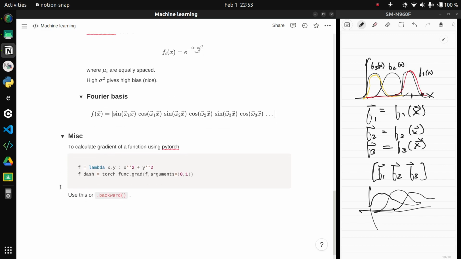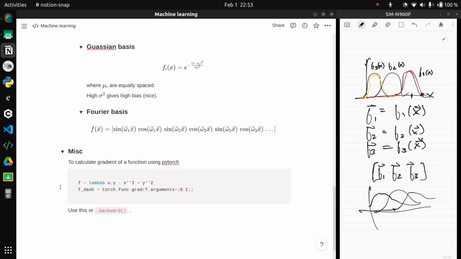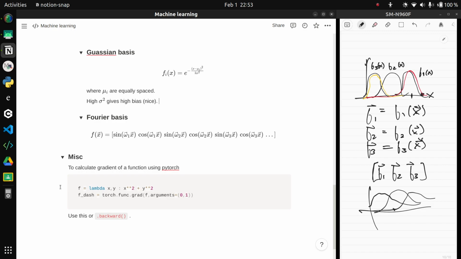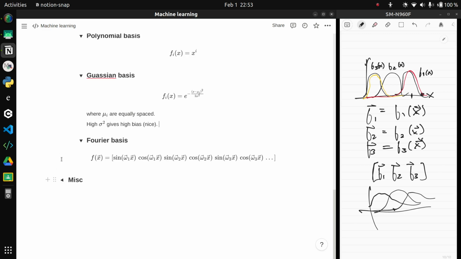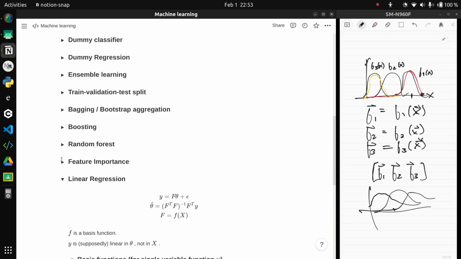Miscellaneous. To calculate the gradient of a function using Python, you do dot gradient f arguments, like this. I don't think this will be asked. It will be more like a theory question, I guess. A theory paper, I guess.